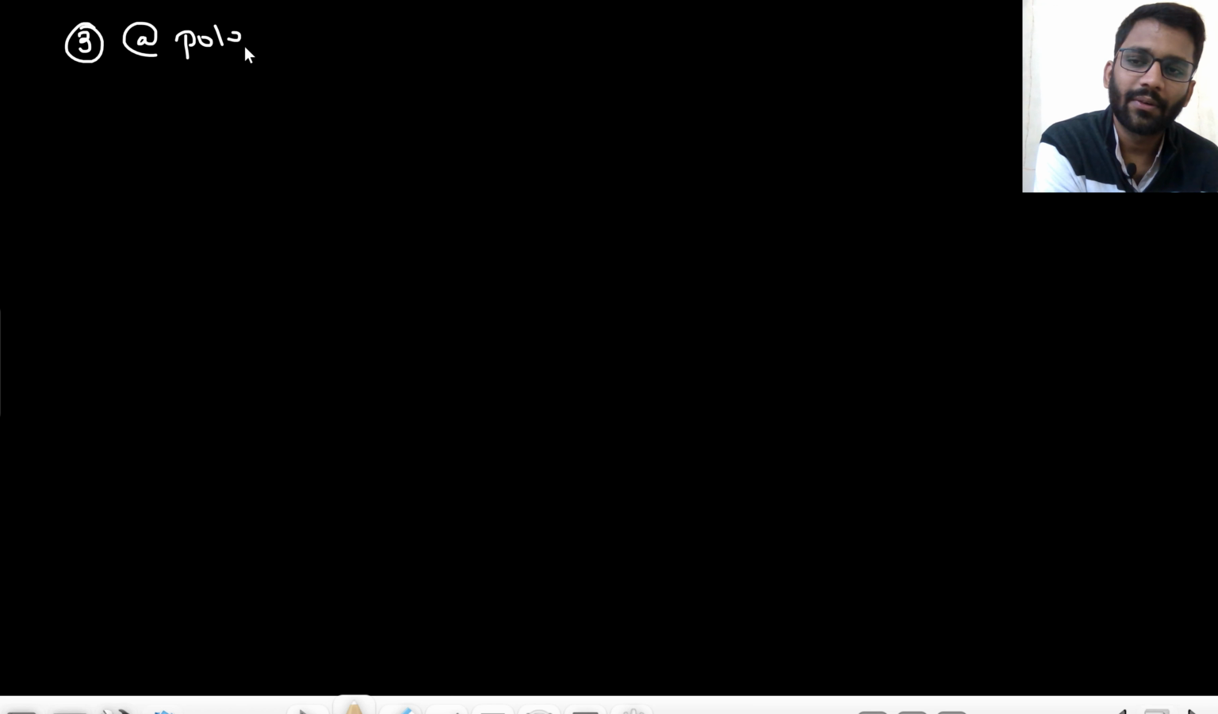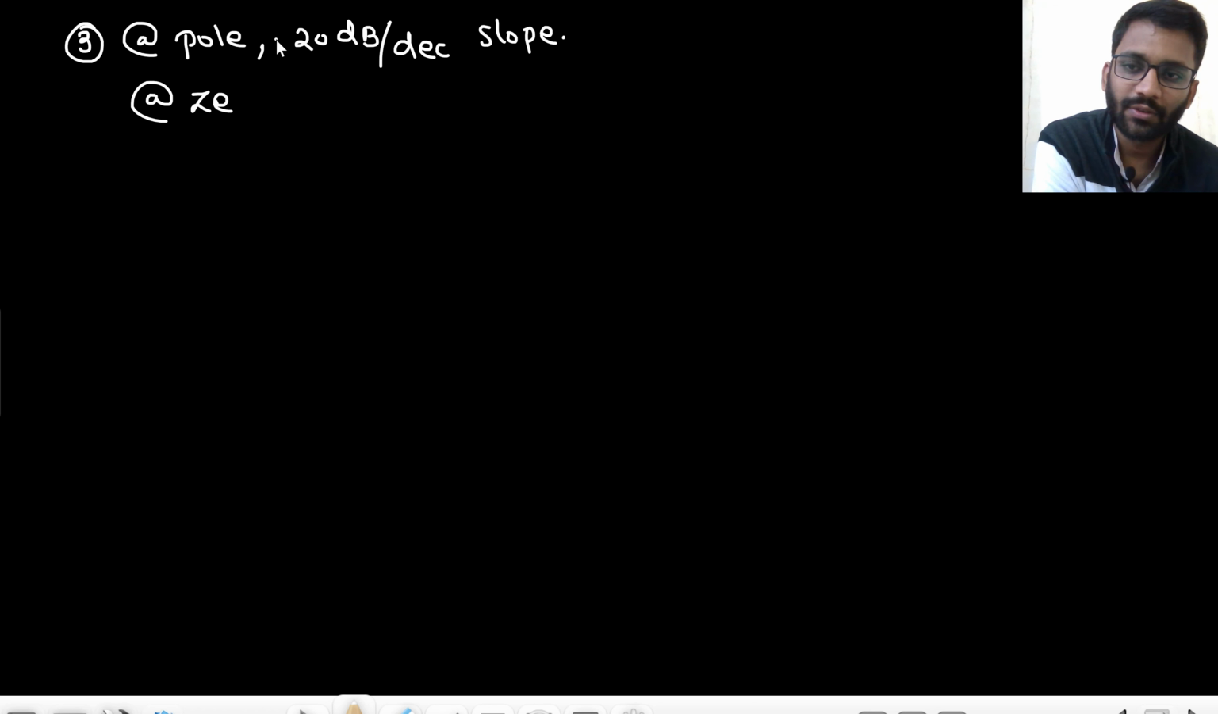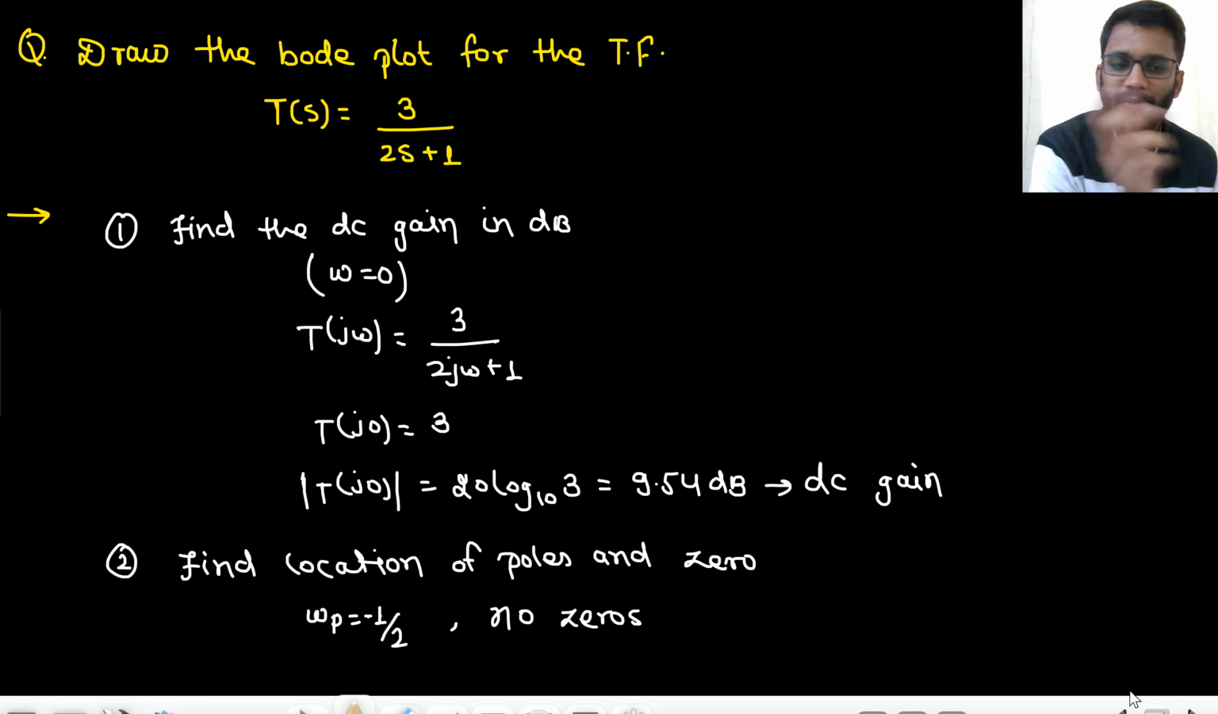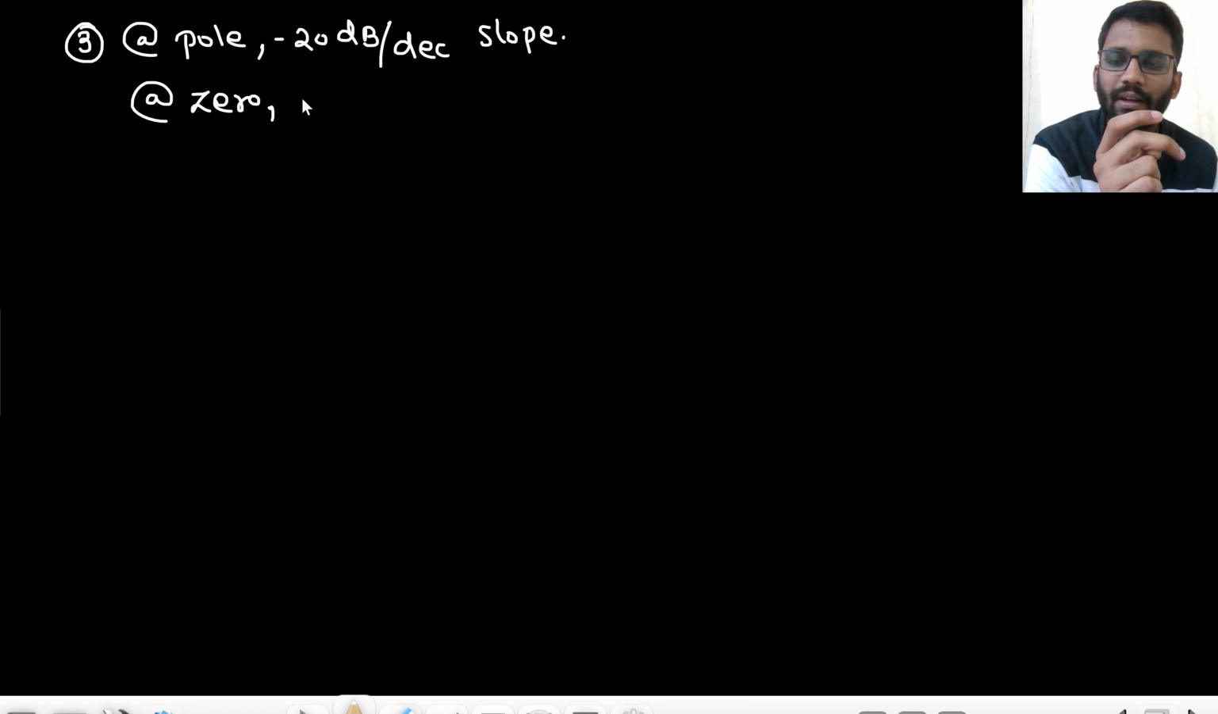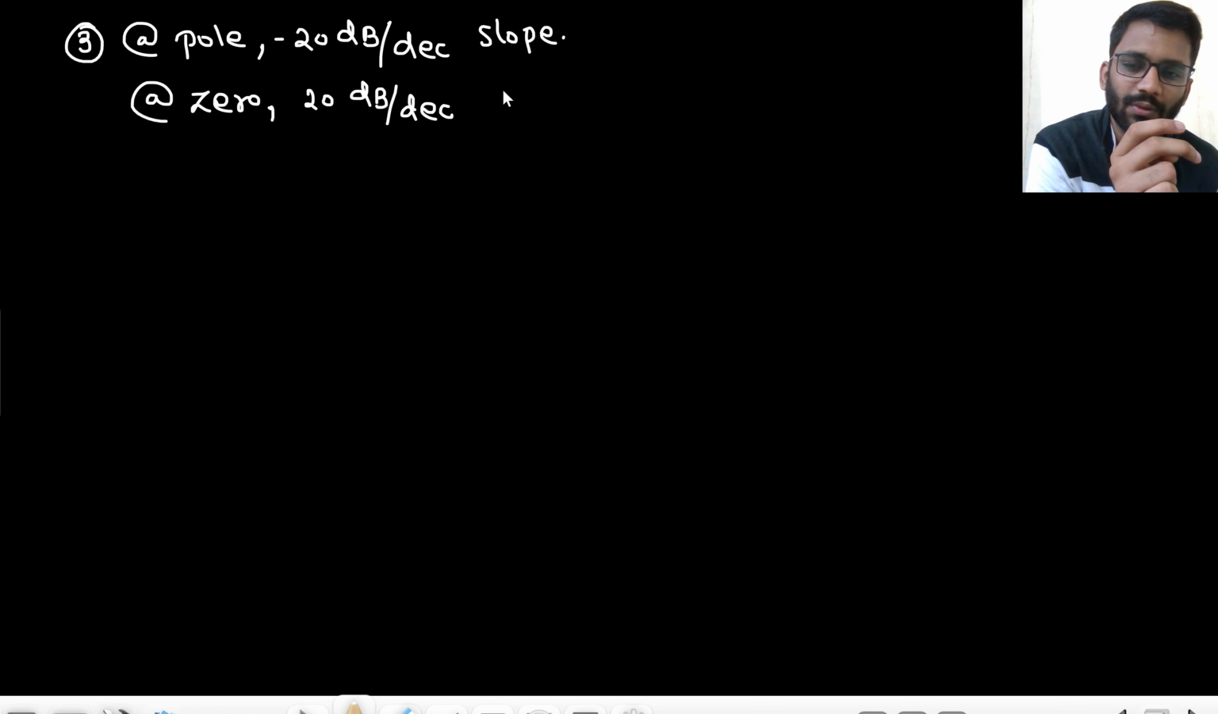And the third step is that at a pole you will have a 20 dB per decade slope. This is the most important point only. A pole gives you minus 20 dB per decade. Here also I wrote minus, no? And at a zero you will have plus 20 dB per decade slope. Okay.